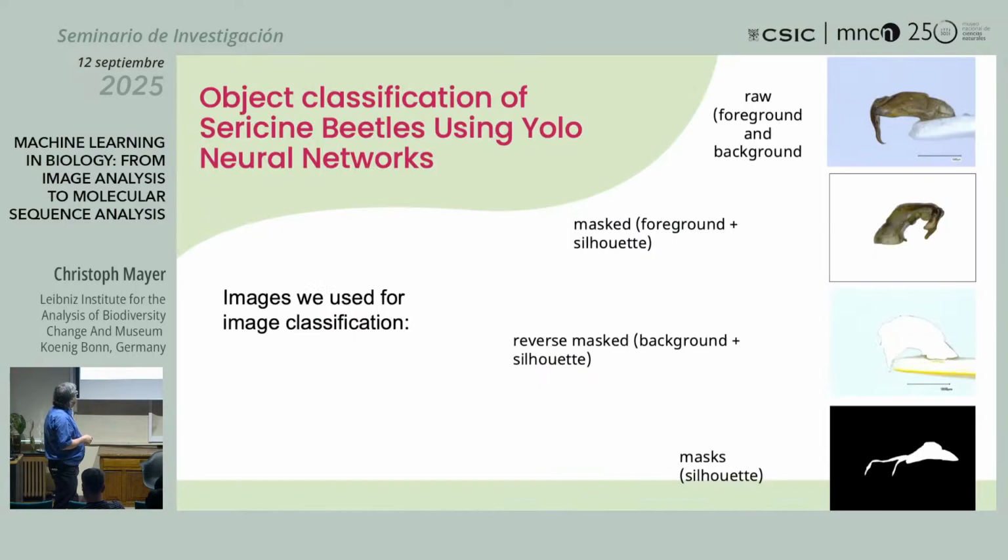So here are 3 types of images that we looked at. We looked at the raw images. That's not the same image here. This one here is a mask image, so we only have the foreground and basically the silhouette. We can look at the reverse masks. This here, we only have the background and the silhouette. And we have only the masks. That's only the silhouette here.